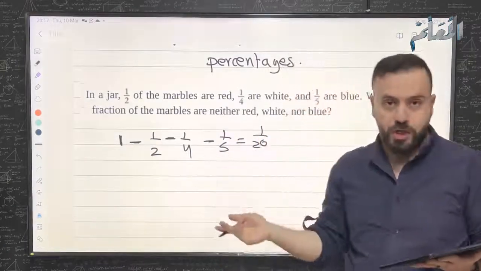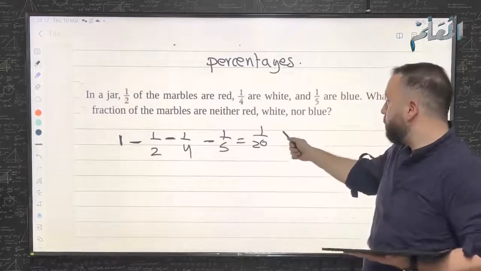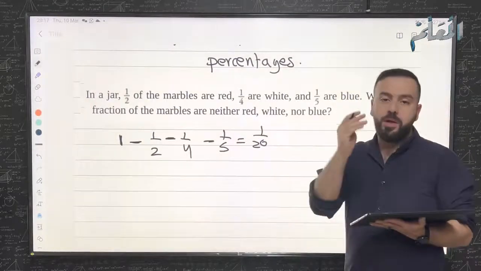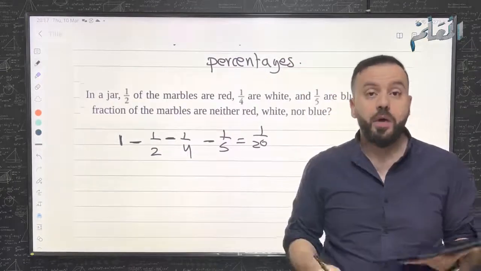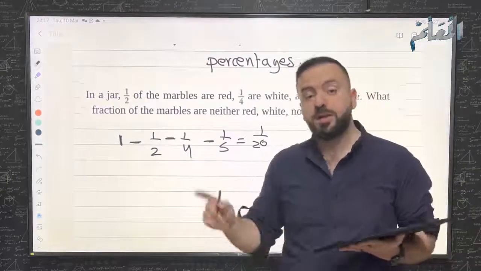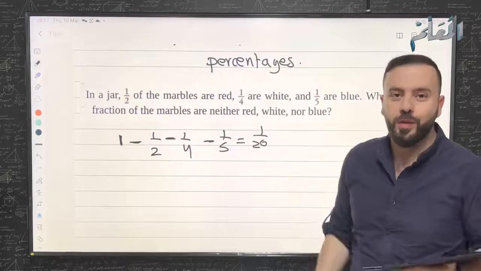We can change that to decimals by long division, 1/20 will give you the number, and after that you multiply it by 100 to have the percentage. This is the end of question 1. Let's go for question 2.